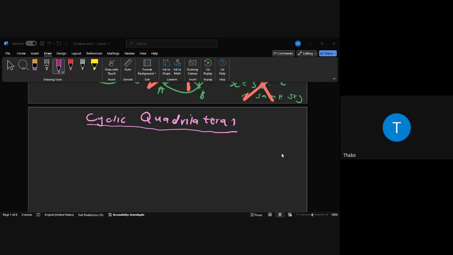Ria, what is a cyclic quad? It's when all the points are touching the circumference. Okay. Clone, what is a cyclic quad? Tambo, what is a cyclic quad?